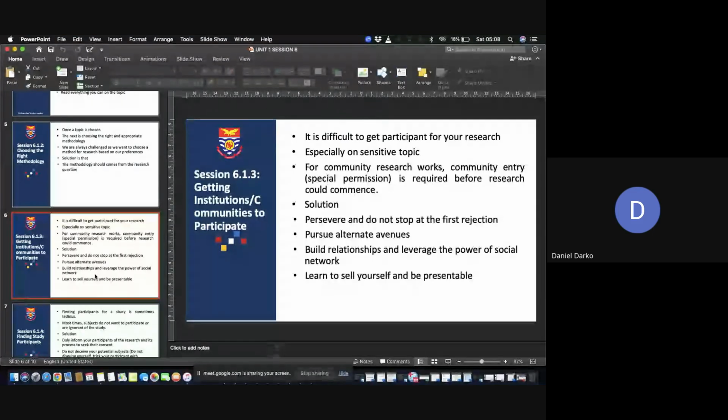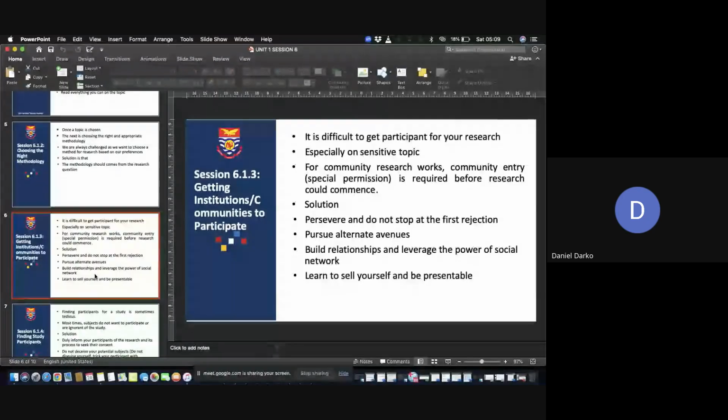Topics such as rape, domestic violence, teenage pregnancy, HIV, AIDS patients, very sensitive topics. You know, people are not ready to share information. They're not ready to participate, and it's challenging. So for community research works, it is better that you go through community entry, where you seek permission from community leaders before you start your research. If not, you will not get people to participate for you.